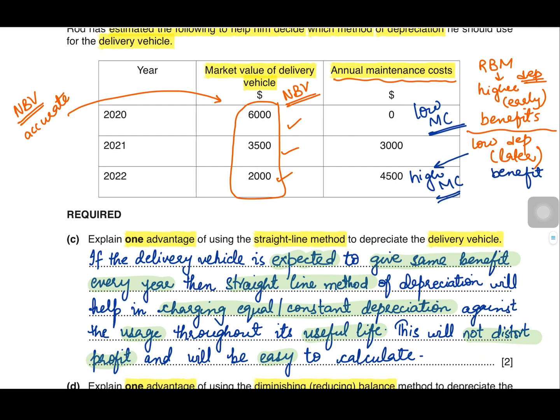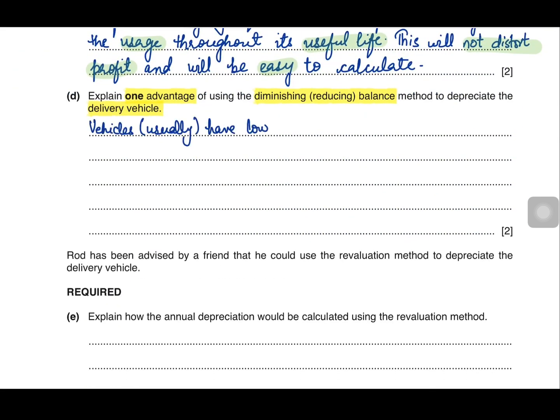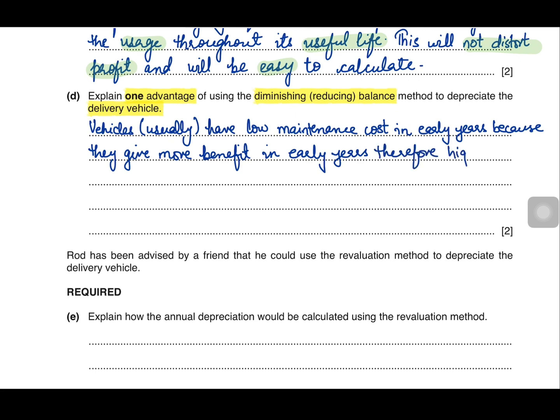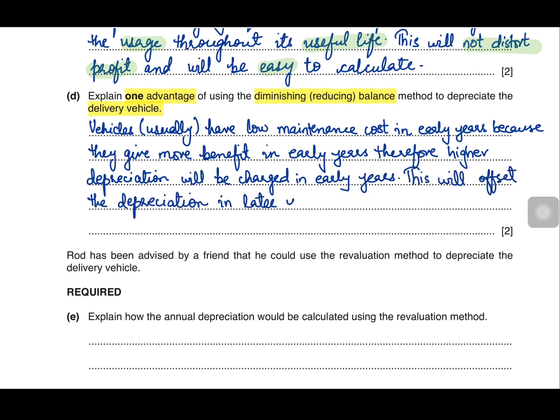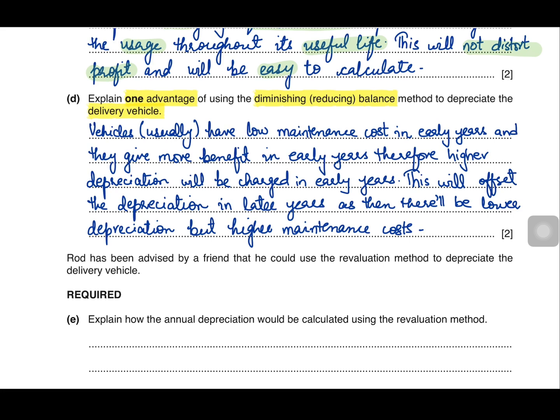So let's write this information in the space given to us. So how can we explain this? We can say that motor vehicles are usually depreciated using the reducing balance method. Vehicles usually have low maintenance costs in early years and they give more benefit in early years. Therefore, higher depreciation is charged in those years. And this will offset the later years, as there will be lower depreciation because it is applied to a lower net book value each year, but higher maintenance costs if the reducing balance method is adopted.